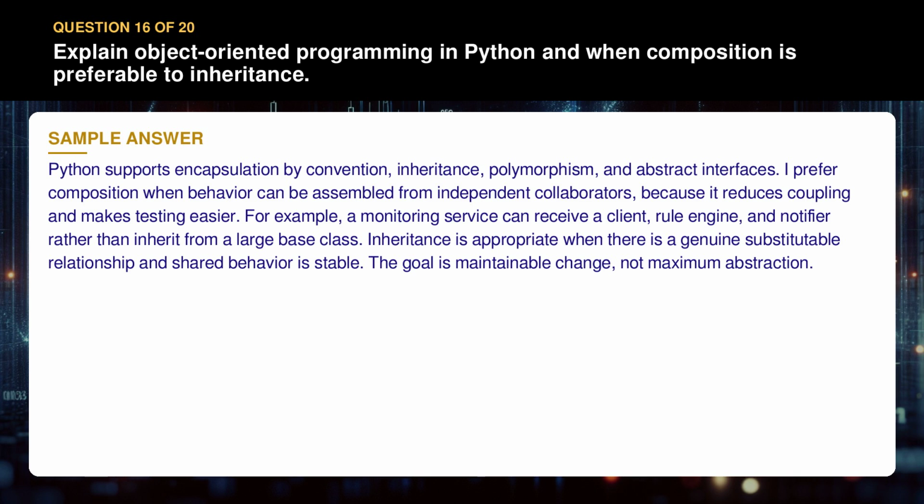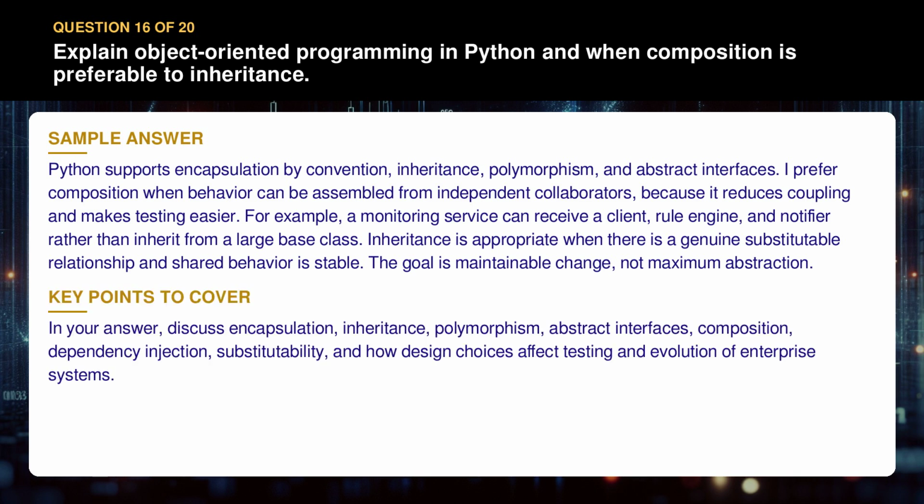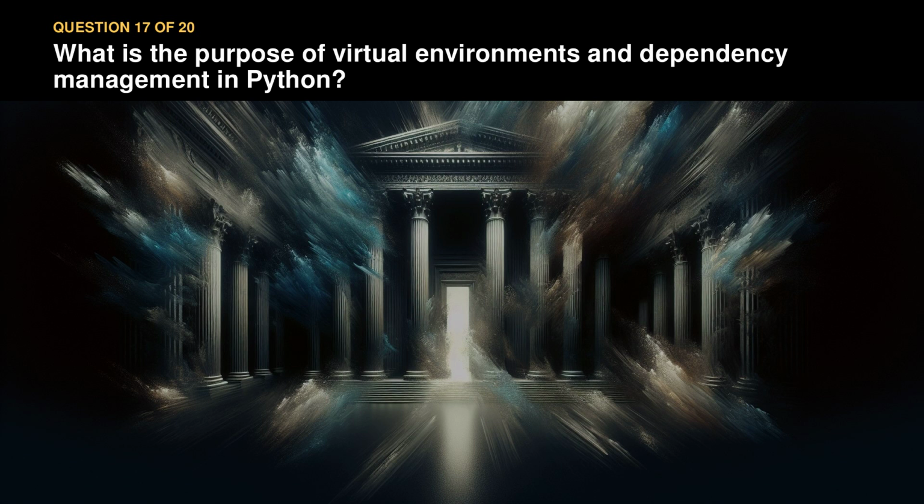The goal is maintainable change, not maximum abstraction. In your answer, discuss encapsulation, inheritance, polymorphism, abstract interfaces, composition, dependency injection, substitutability, and how design choices affect testing and evolution of enterprise systems.